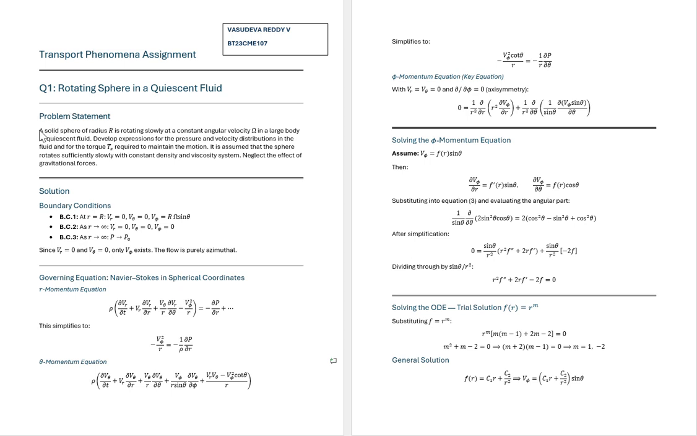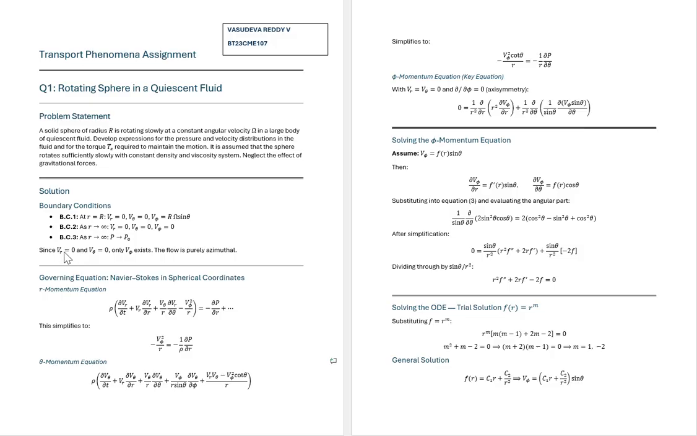According to the given question, a solid sphere of radius r is rotating slowly at a constant angular velocity Ω in a large body of quiescent fluid. Develop expressions for the pressure and velocity distributions in the fluid and for the torque Tz required to maintain the motion. It is assumed that the sphere rotates sufficiently slowly, with constant density and viscosity system. Neglect the effect of gravitational forces.